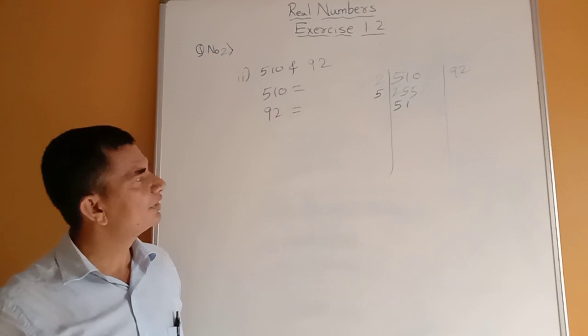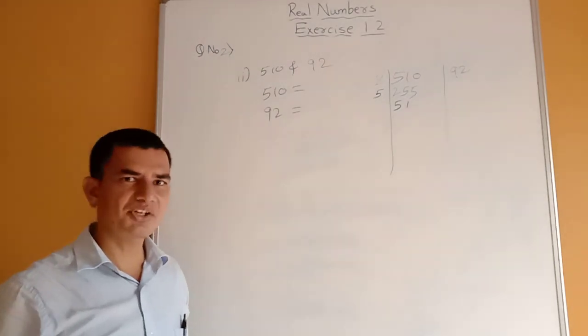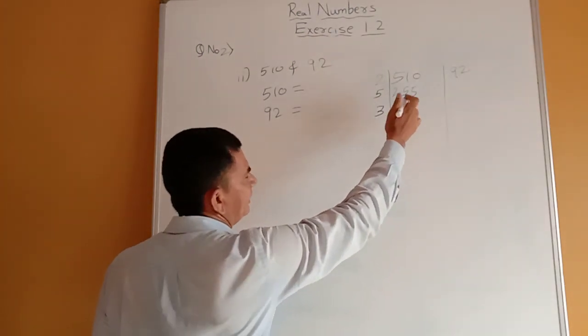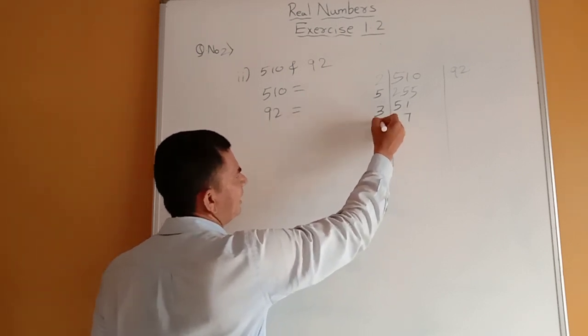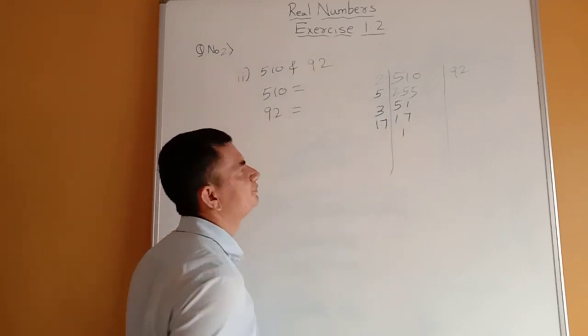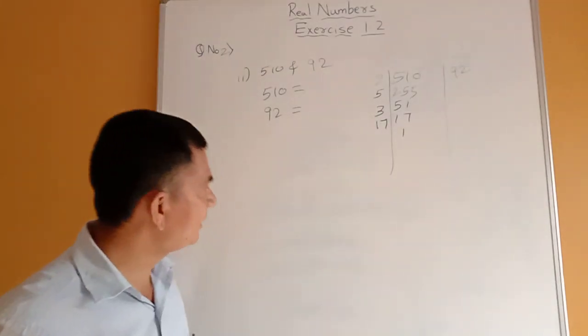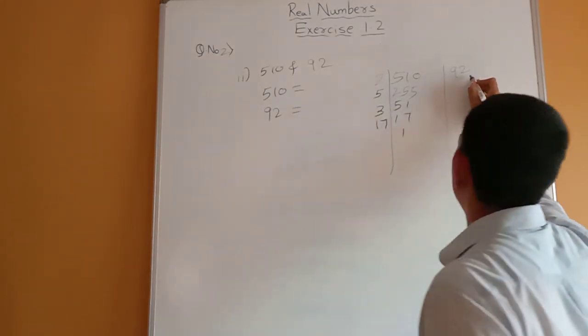Now here is it there in 2 table? No, because odd number is there. So we can try it as a 3 table. 3 1s are 3, 3 7s are 21. So 17 is a prime number, so we can take directly 17 1s are 17. Okay, is it clear?